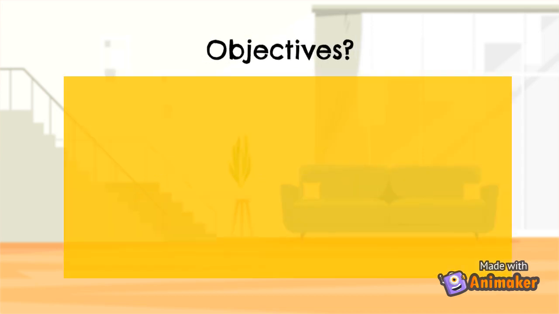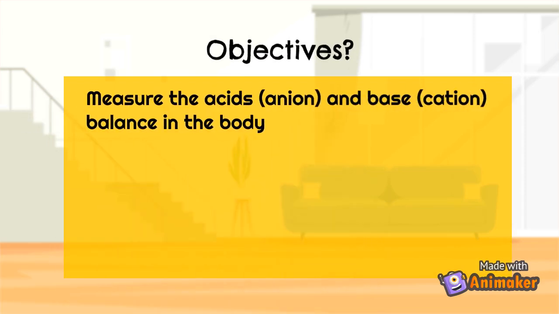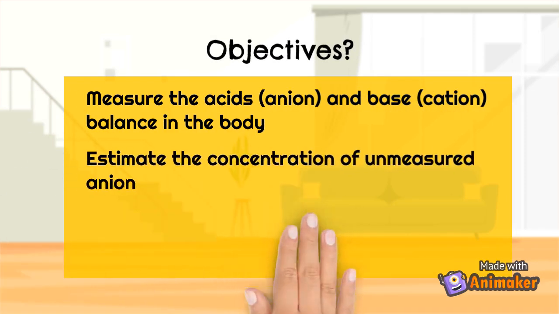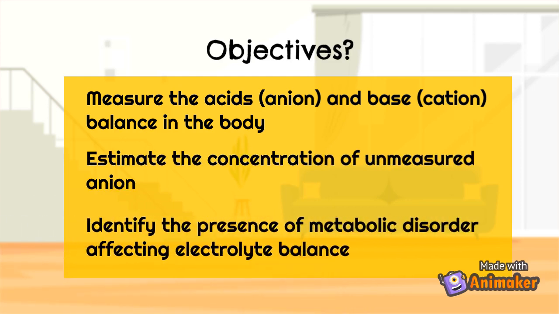Objectives of the test are to measure the acid anion and base cation balance in the body, to estimate the concentration of unmeasured anion, and also to identify the presence of metabolic disorder affecting electrolyte balance.